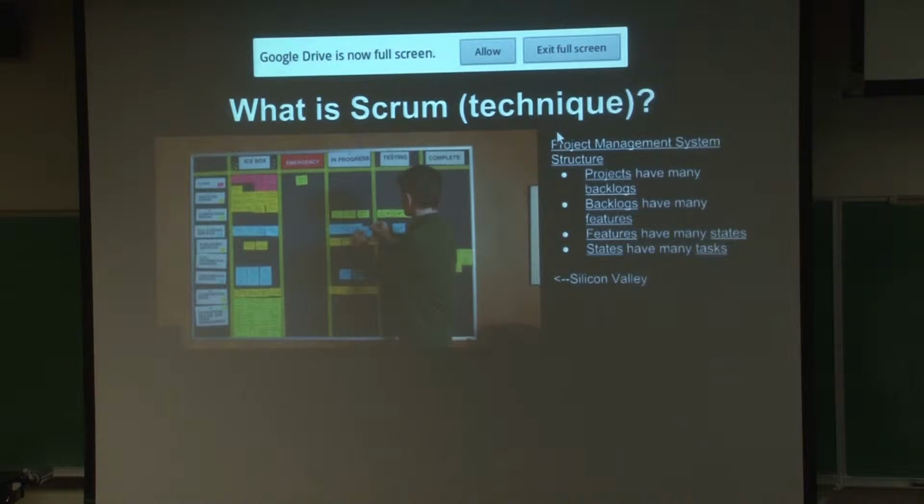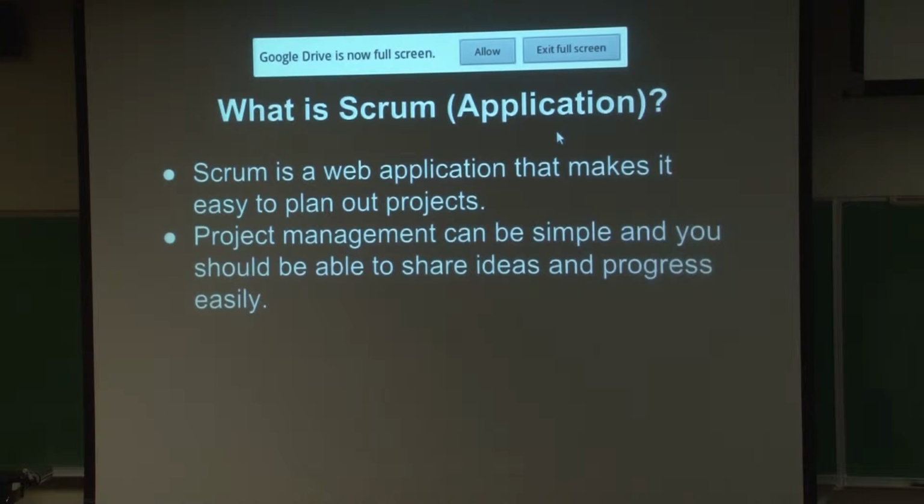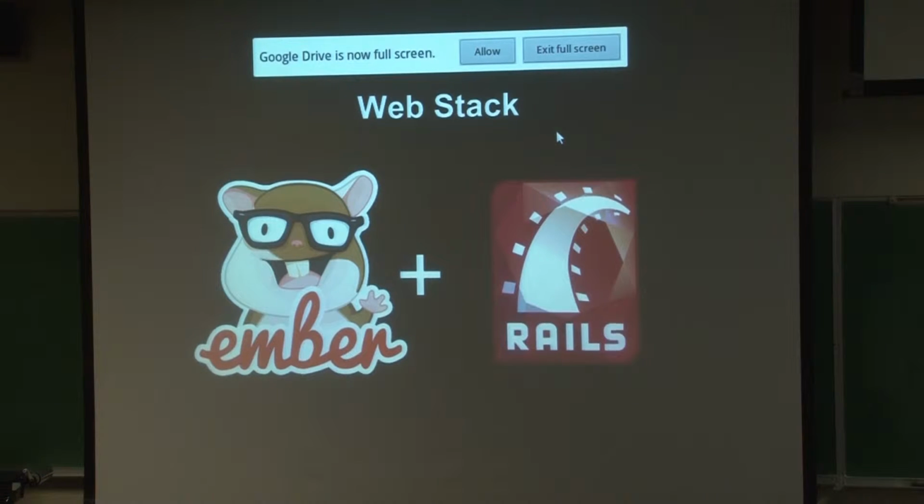So a project has backlogs. Backlogs have features. Features have states, and states have tasks. I'll go into that in a second. So what is Scrum, the application? Scrum's a web application that makes it easy to plan out projects. Project management can be simple, and you should be able to share ideas and progress easily through your projects.